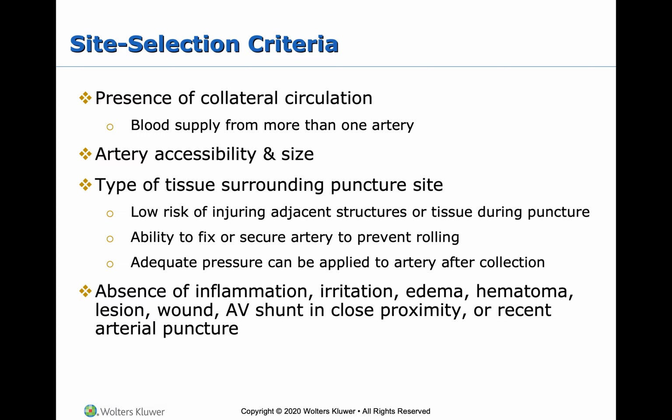Another site selection criteria is the accessibility and size of the vein. Obviously, a larger and more easily accessible artery is going to be a lot easier to puncture. Types of tissue surrounding the puncture site: you want to make sure that you're at low risk of injuring adjacent structures or tissue during the puncture. You have the ability to fix or secure the artery to prevent rolling.